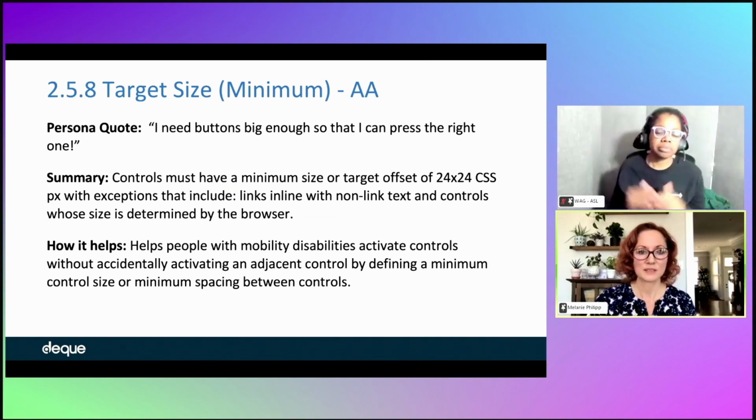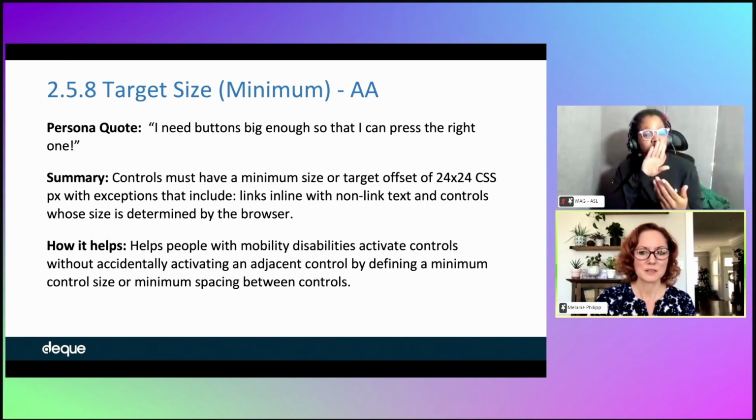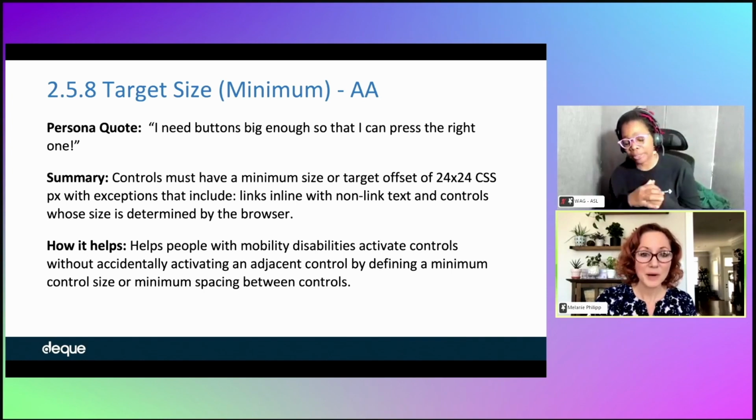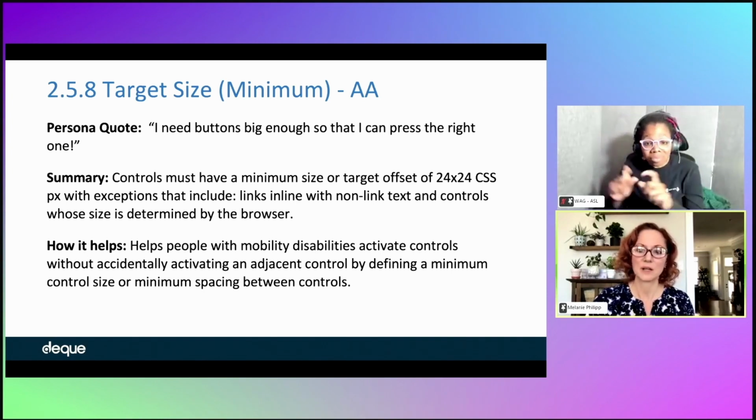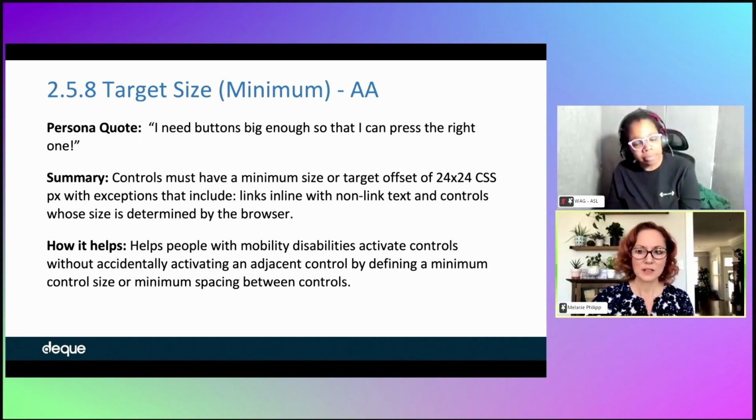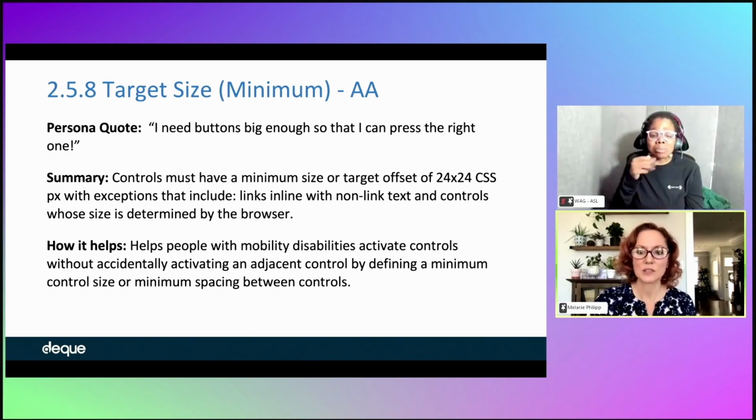Next, on to target size at AA. This requirement addresses a frustration many of us experience. I need buttons big enough so that I can press the right one. Activating a small button on a touch screen is a challenge for many people, but especially for people who struggle with fine motor skills. This is equally true when using a mouse or other pointer device.